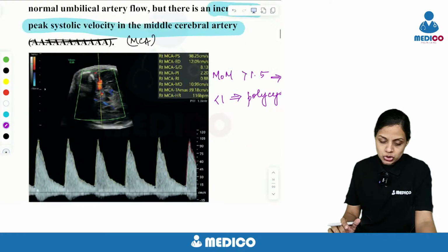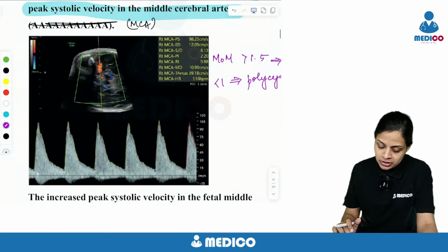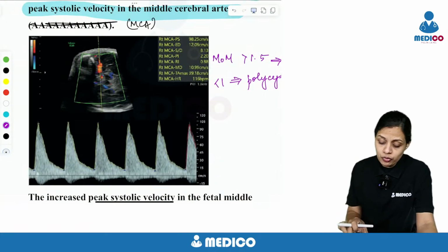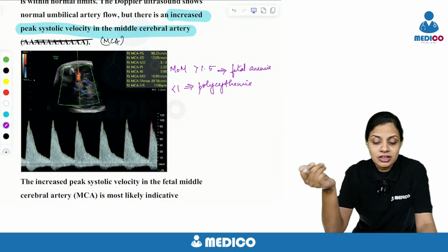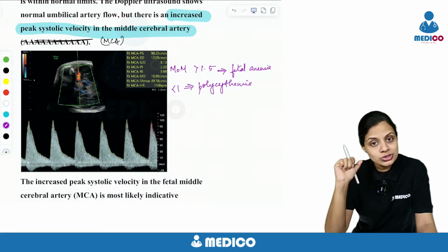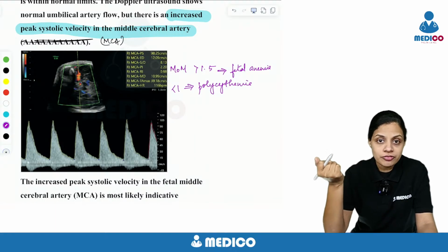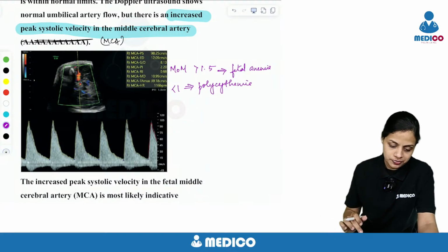All right, so that is with that question. If you're asked what do you do when you find that the middle cerebral artery MOM is more than 1.5, then you have to go for a cordocentesis. You might need to do a fetal intrauterine transfusion. Okay.